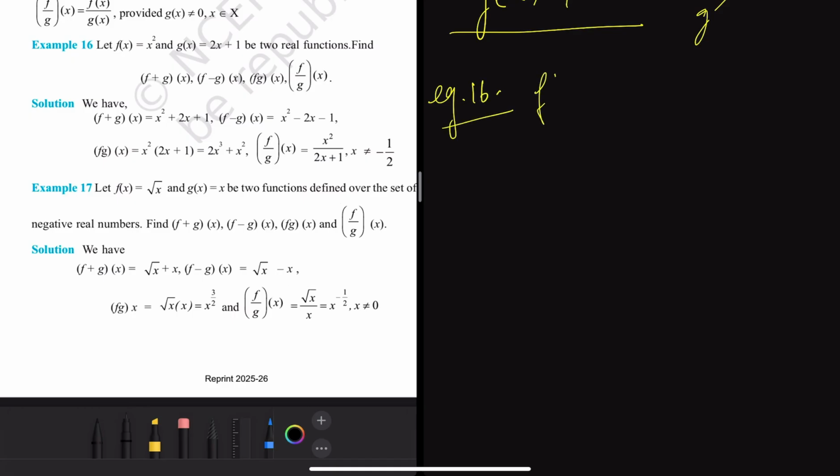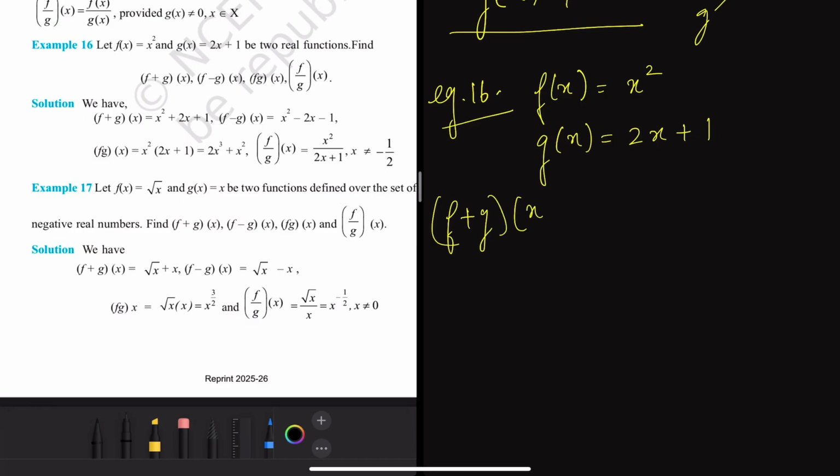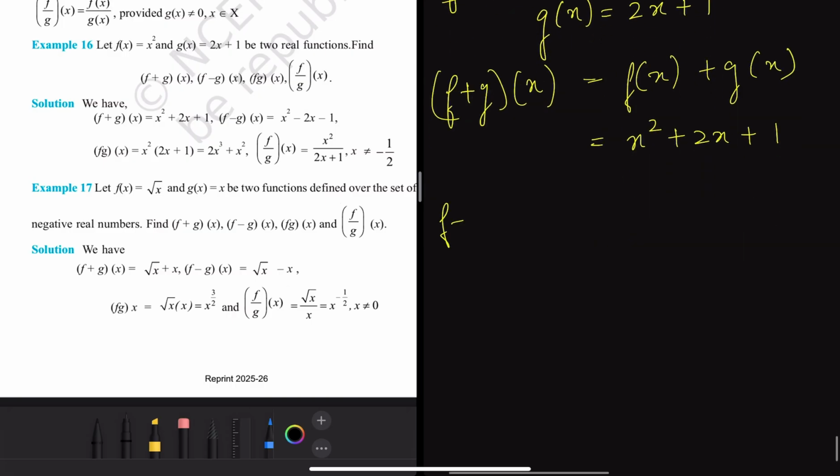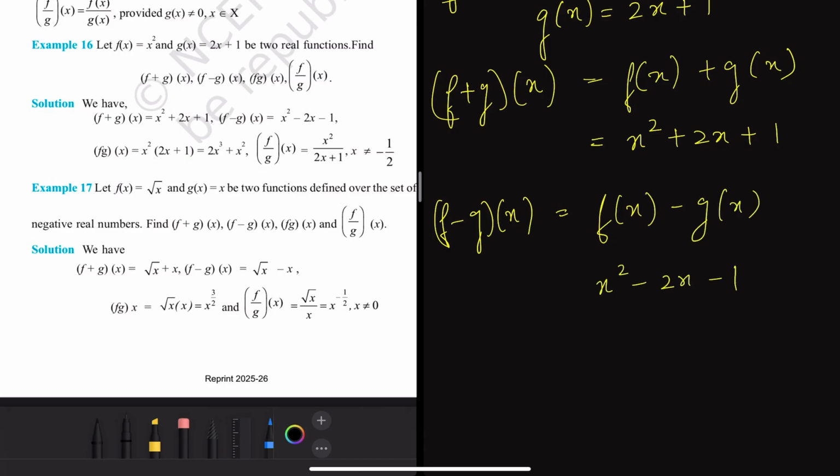So we are given that f of x is equal to x square and g of x is equal to 2x plus 1. We are given that these are two real valued functions. We have to find the addition, subtraction, multiplication and division of these functions. It's pretty easy. We know that if we add them, f plus g of x will be equal to f of x plus g of x. So we just have to simply add them. This is the addition part.